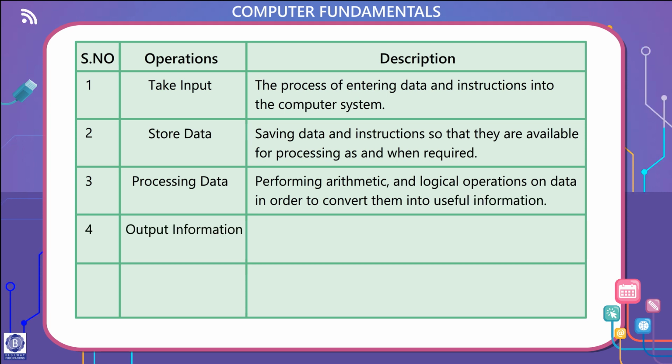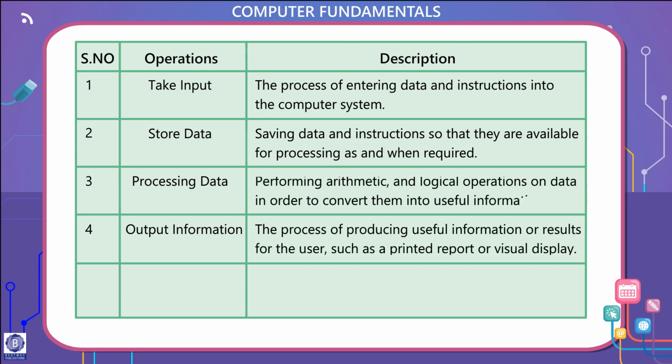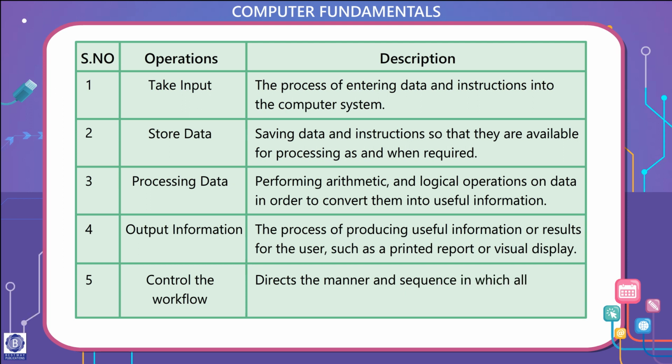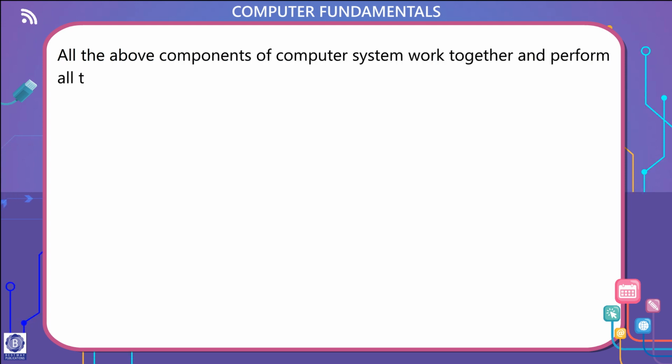Number 3. Processing data, performing arithmetic and logical operations on data in order to convert them into useful information. Number 4. Output information, the process of producing useful information or results for the user, such as a printed report or visual display. Number 5. Control the workflow, directs the manner and sequence in which all of the above operations are performed. All the above components of a computer system work together and perform all the operations described above.